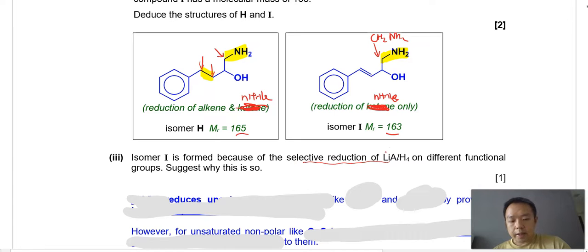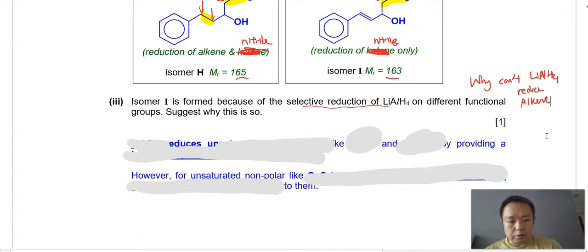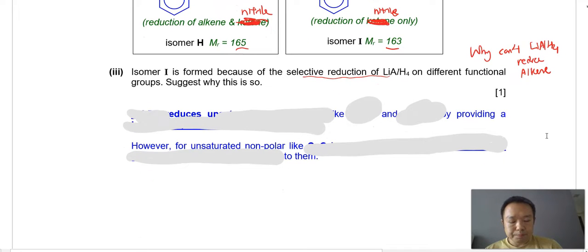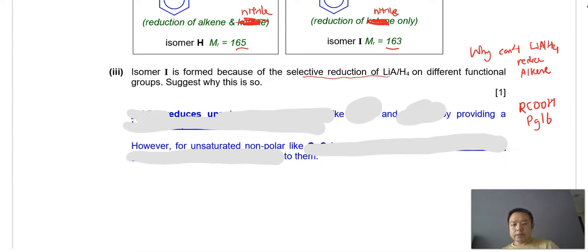So this looks like a very difficult question to answer, but in other words, the question is just basically asking, why can't lithium aluminum hydride reduce alkenes? And this is not covered in your lecture so far. So I will suggest you guys to copy this answer into your lecture book under the topic of carboxylic acid, RCOOH. There's a summary table on page 16 of all the reducing agents. So you can copy this. Why can't lithium aluminum hydride reduce alkenes? So this is something that you need to know.